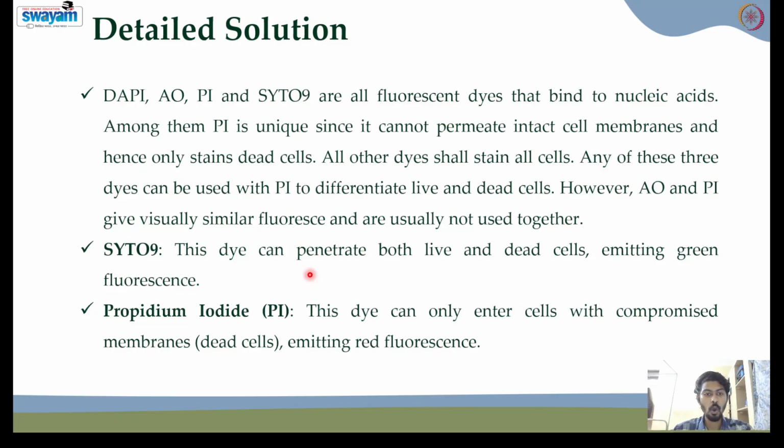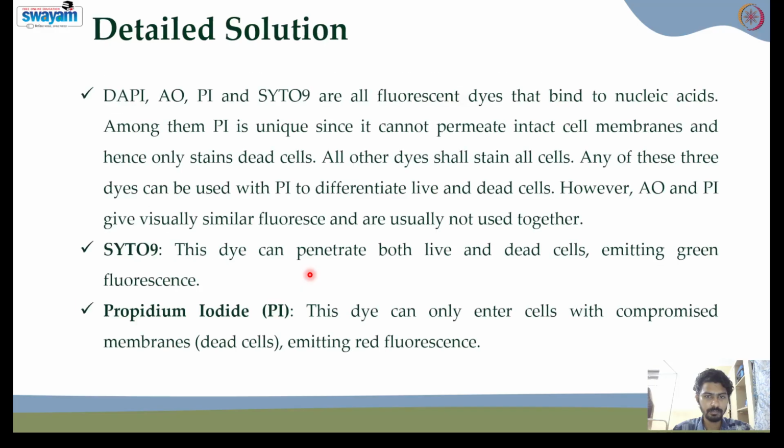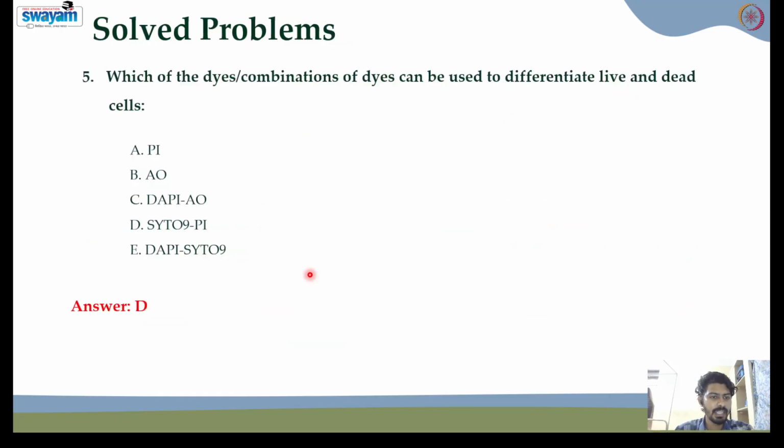And if you see the options, all are fluorescent dyes that bind to the nucleic acid. And among them, PI is unique since it cannot penetrate the intact cell membrane and hence it can stain dead cells. But all the other dyes can stain all the cells. And we will go through one by one. Option A, PI. PI refers to propidium iodide. So it helps us to stain the dead cells red.